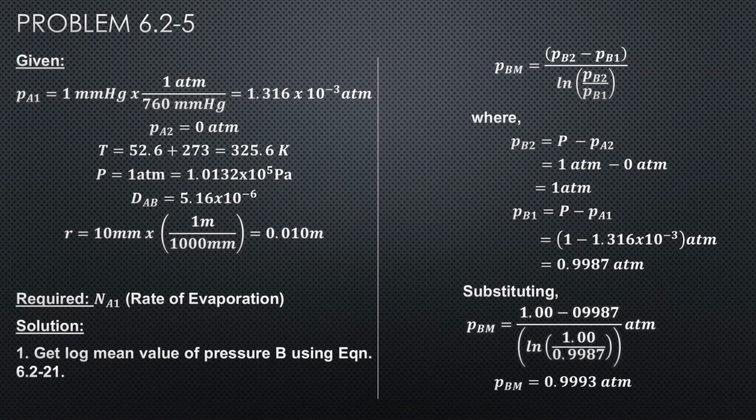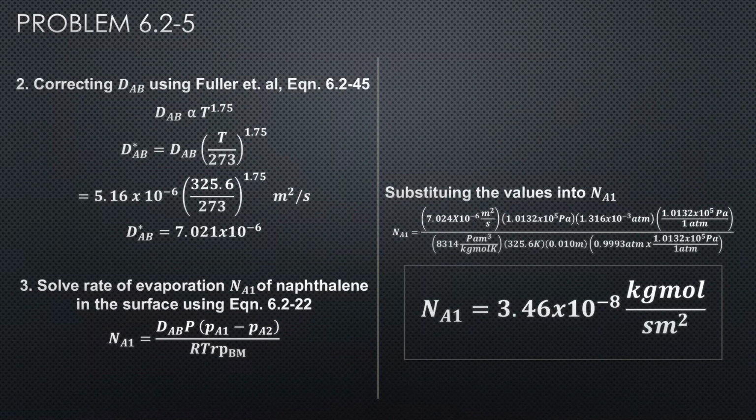Substituting the value of the pressure of point B at point 2 and the pressure of point B at 1 gives us the log mean pressure to be 0.993 atm. For step 2, we correct the diffusivity of naphthalene at 0 degrees Celsius using Fuller et al. Equation, which is equation 6.2-45.